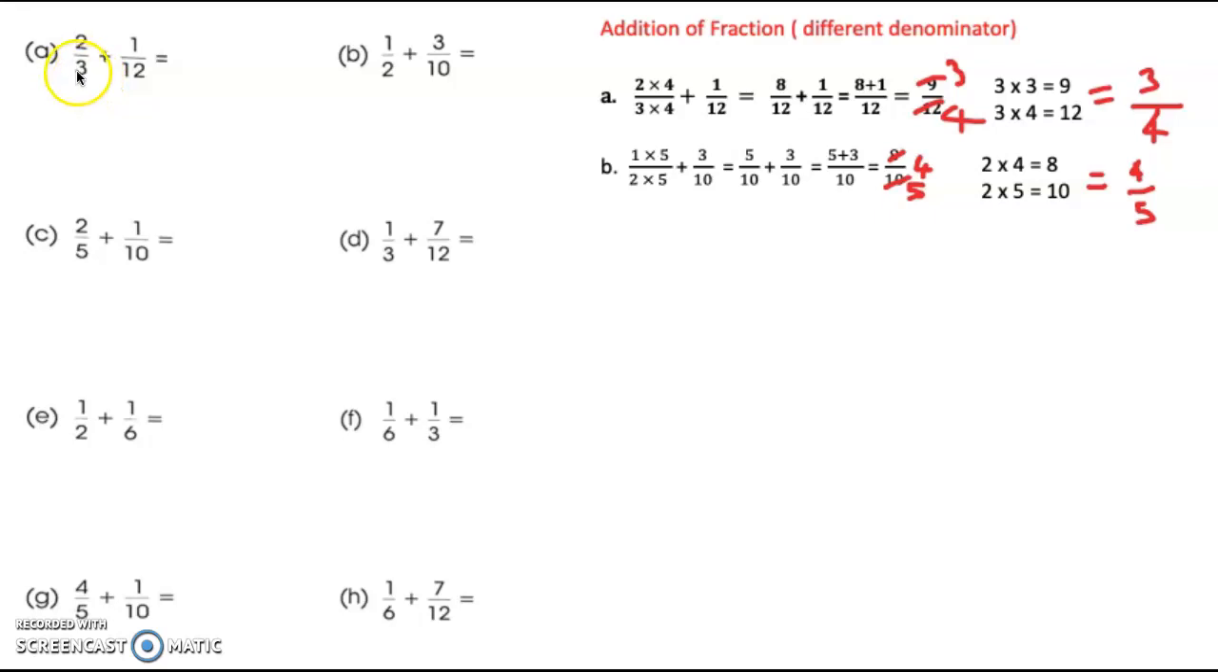We know that 3 times 4 is 12, so the bigger denominator is a multiple of the smaller one. So we have to make the denominators 12. In the first fraction I want to make this denominator 12, so I have to multiply it by 4, right? If I multiply the denominator by 4, I have to multiply the numerator also by 4.